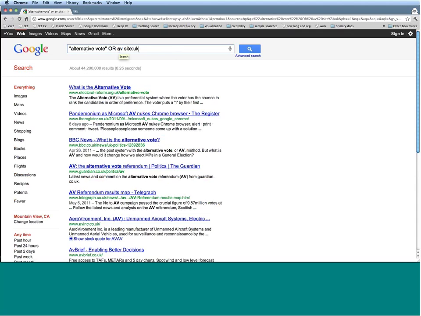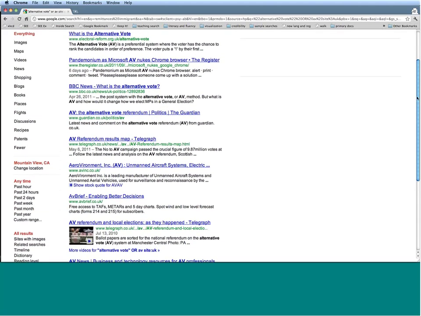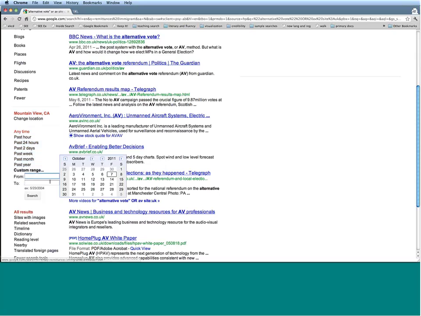Now, my problem is that I see here a bunch of web pages that span a lot of time, but what I want to know is what people were talking about in the month leading up to the election, which was on May 5th of this year. So I'm going to use the left-hand panel here. There are these time limiters, and I'm going to use custom range. I'm going to say that I want sites from April 4th to May 4th, 2011. That's the month before the vote took place.